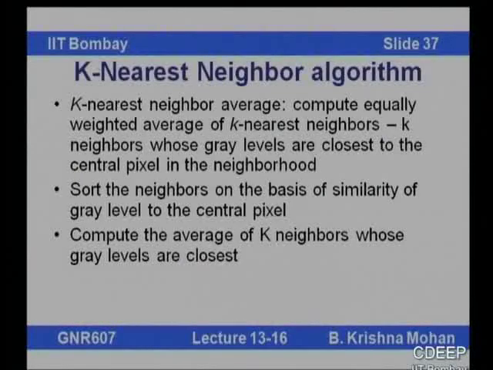As you can see, it is pretty similar to gradient inverse, except that gradient inverse considers all the neighbors with weightage according to how similar they are. Here, other than the k nearest neighbors, the rest are completely excluded from the average. So suppose I say 4 nearest neighbor average: the central pixel plus the 4 most similar neighbors together are selected, and the averaging is done over those 5 pixels. Remember, when I say k nearest neighbor, the number of pixels that participate in the averaging will be k plus 1, including the central pixel.